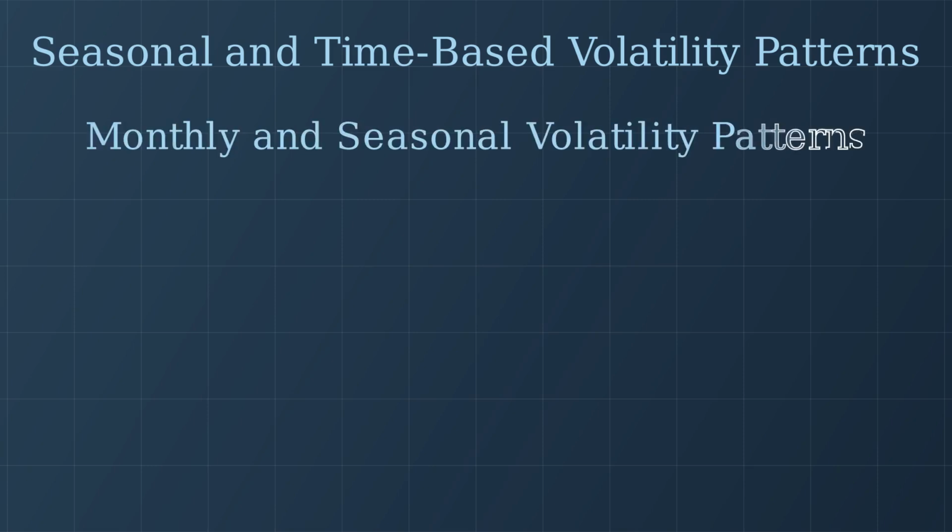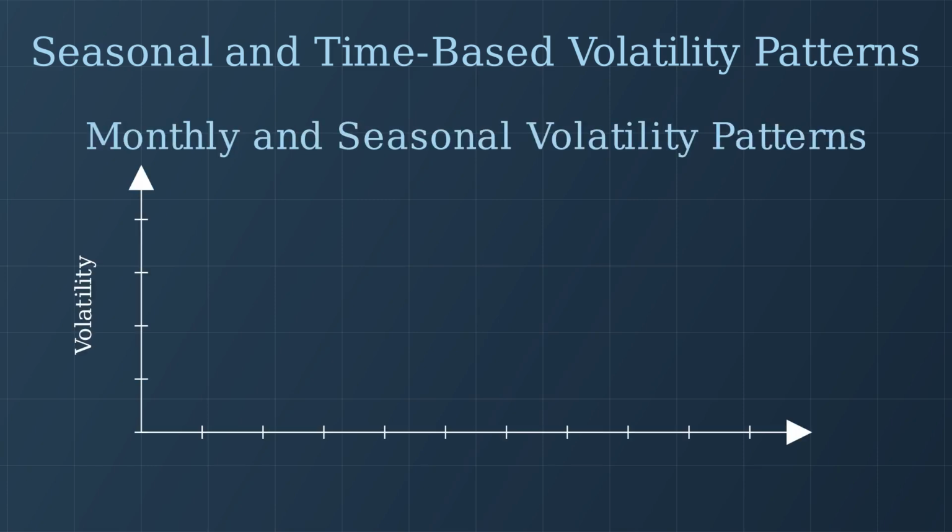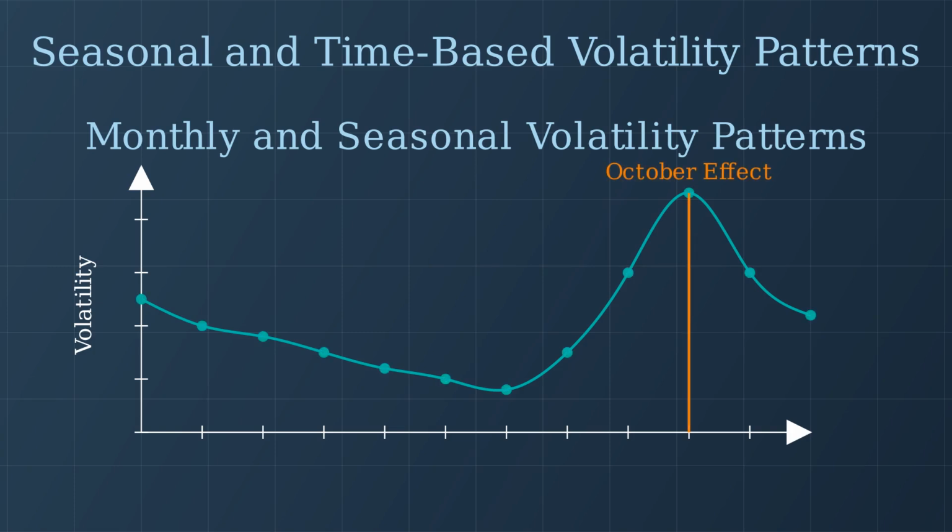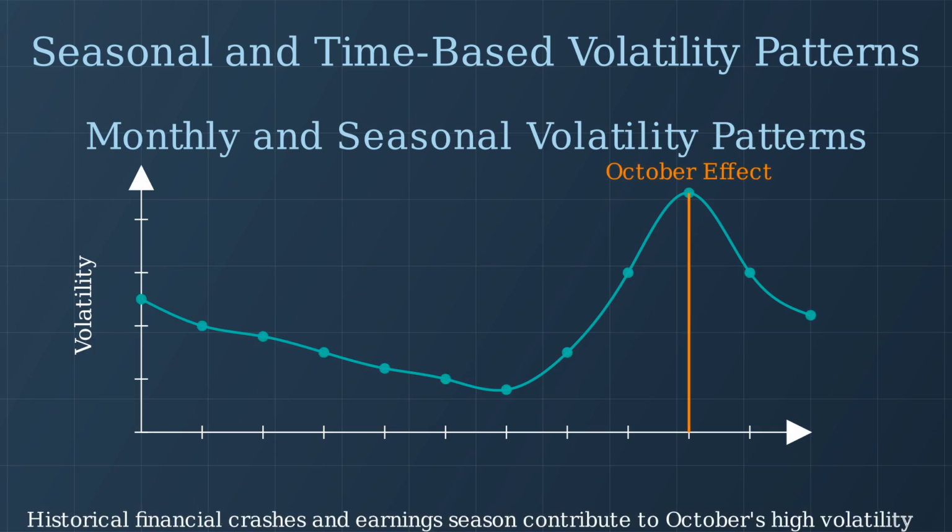Now let's look at how volatility changes throughout the year. Monthly and seasonal volatility patterns are well documented in financial markets. Certain months consistently show higher or lower volatility. October is historically known for higher volatility in stock markets, often called the October effect. This pattern is associated with historical market crashes like those in 1929 and 1987.